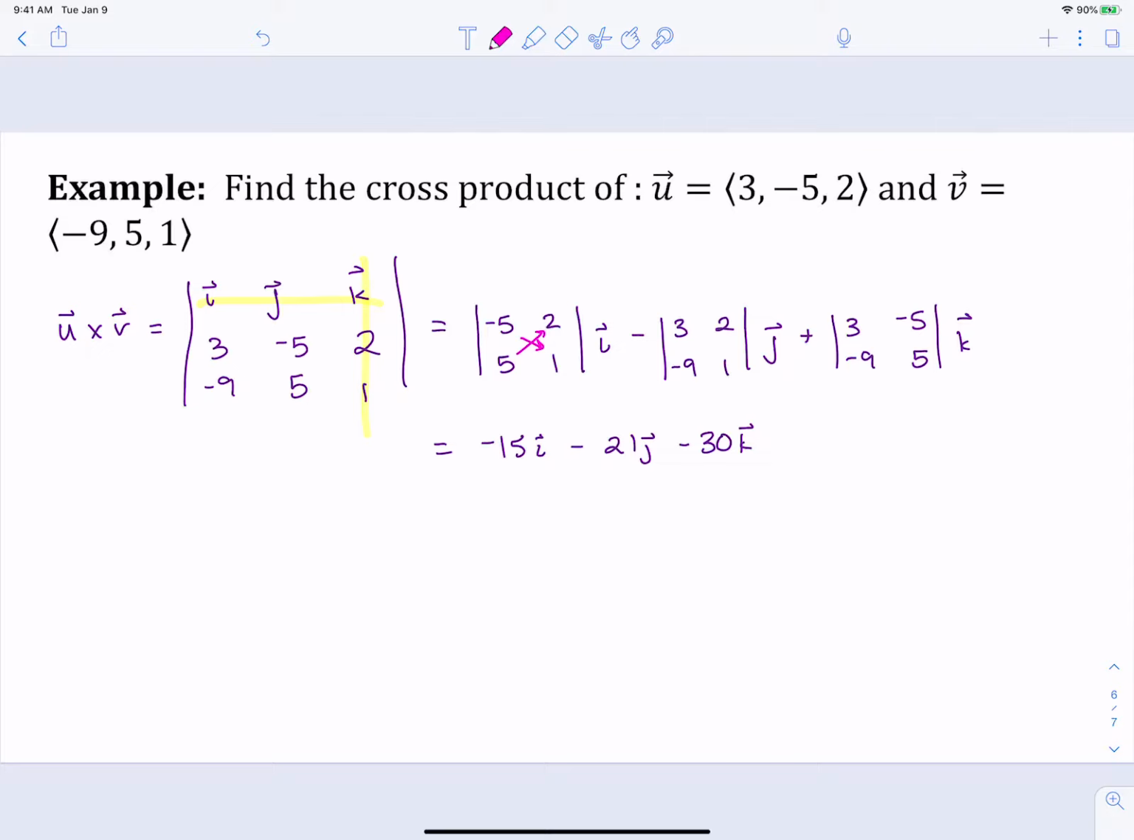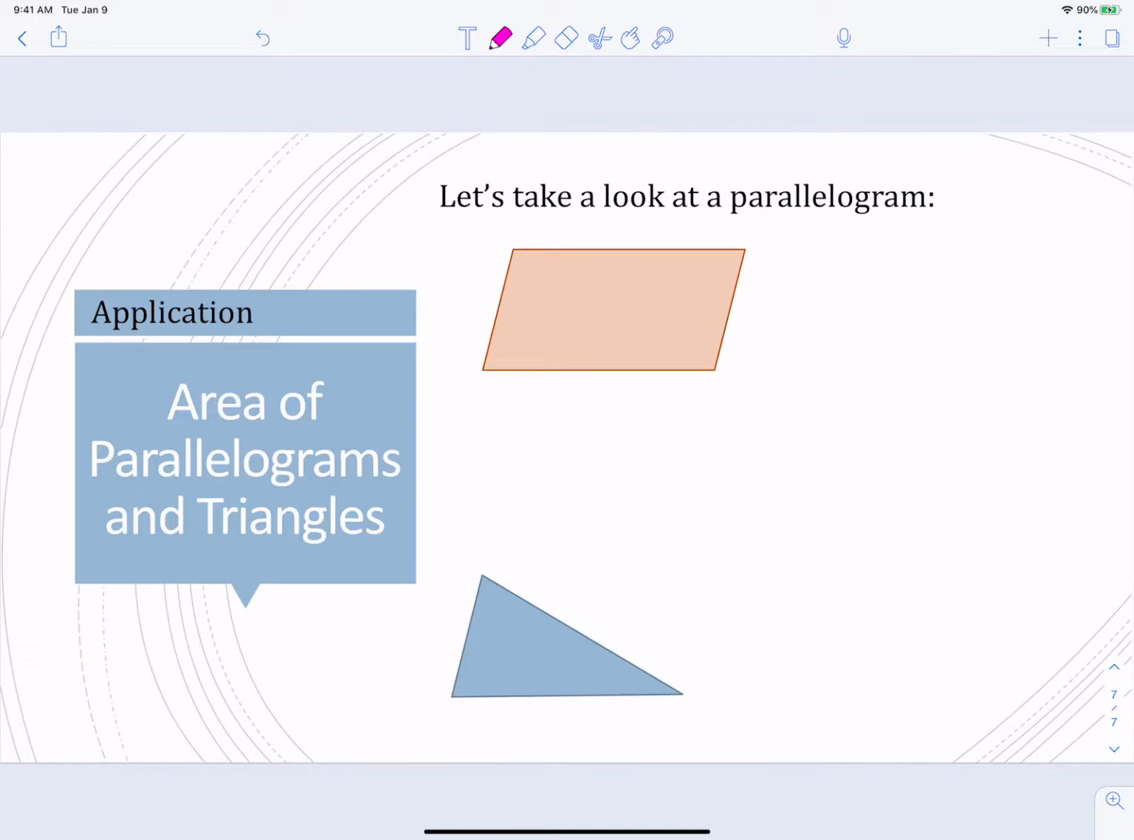All right, one other thing that we want to talk about with this, so you're going to be finding some cross products, and again, the other thing that's cool is that this is orthogonal to both u and v. That cross product that we get is always going to be orthogonal to both of those vectors that we started with.